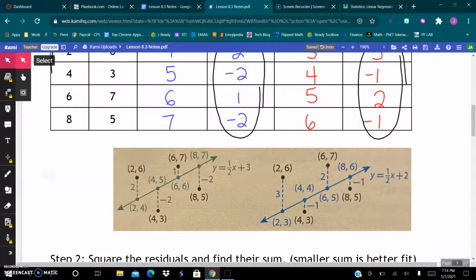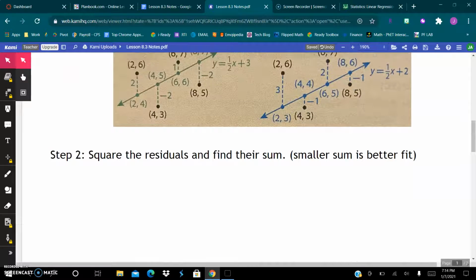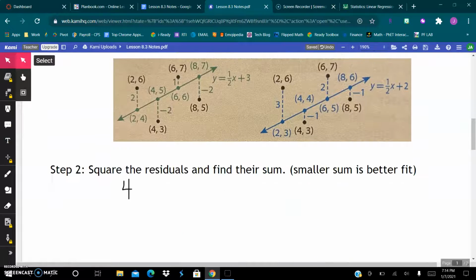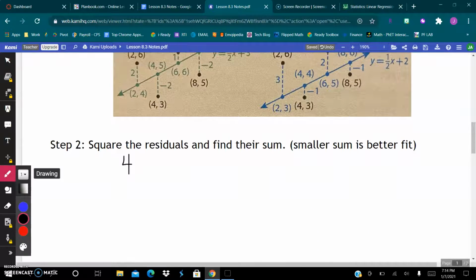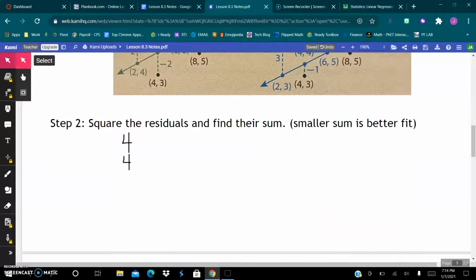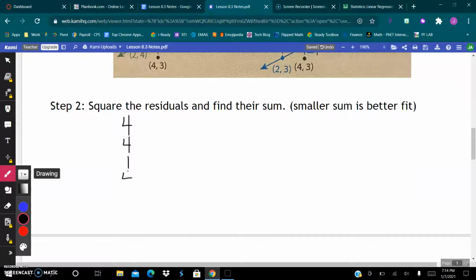So I have the top one here in blue, which is 2, and 2 squared is 4. The next one is negative 2, and negative 2 squared is also 4. Then we have 1, and 1 squared is 1, and we have negative 2. Negative 2 squared is 4. So we add those together, and that gives us 13.